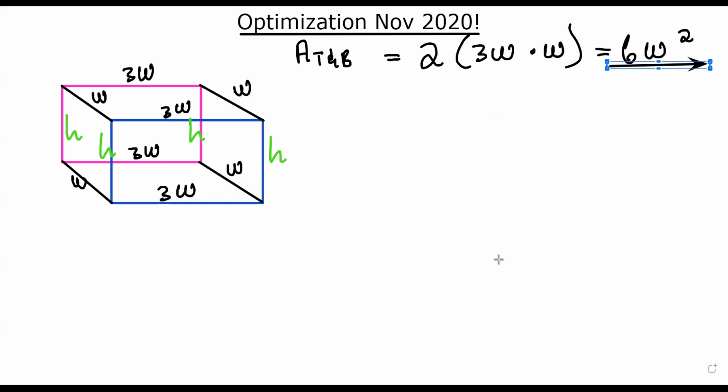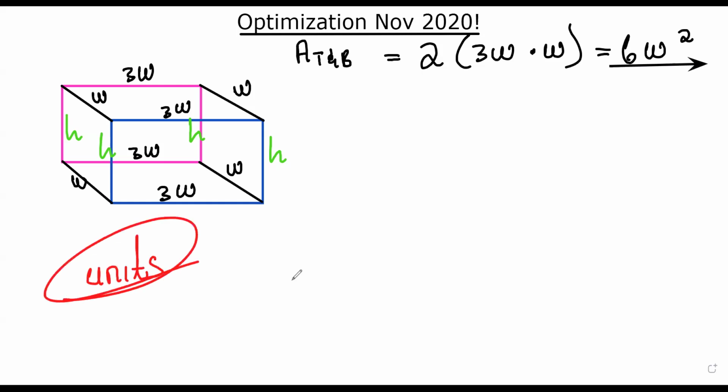Okay, fine. So now we need to find the cost for the top and bottom surfaces. But you need to know your units. The units are terribly important because the units are going to make sense of everything. So what do I mean? Well, the area is measured in meter squared. It's terribly important that you say that.